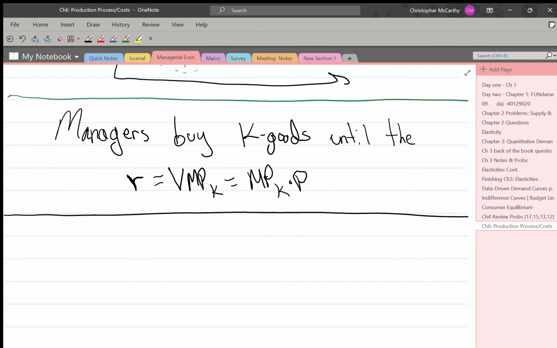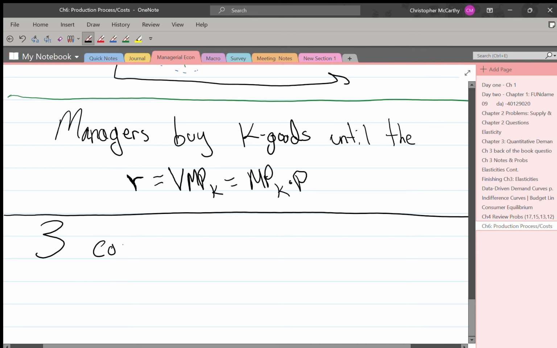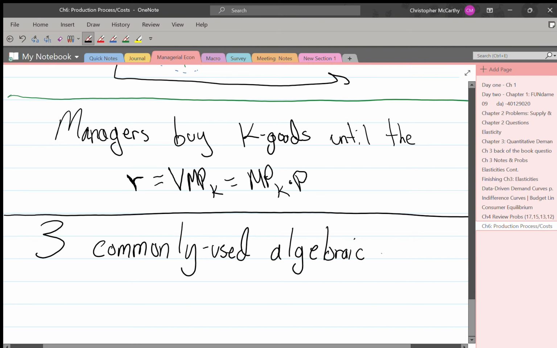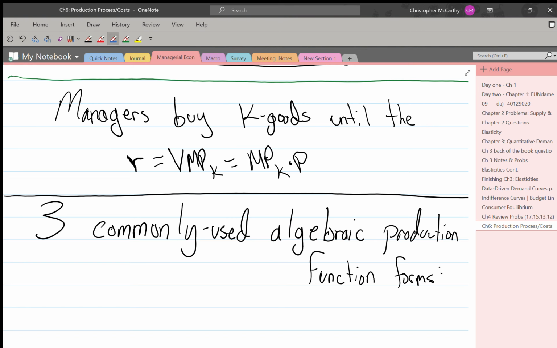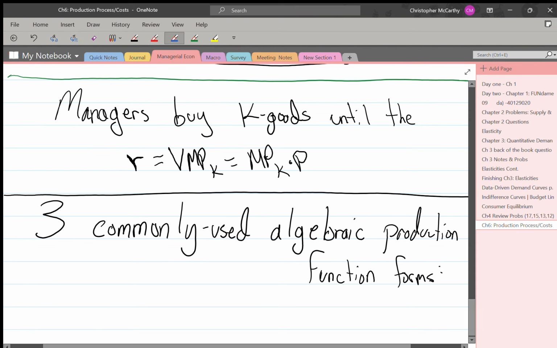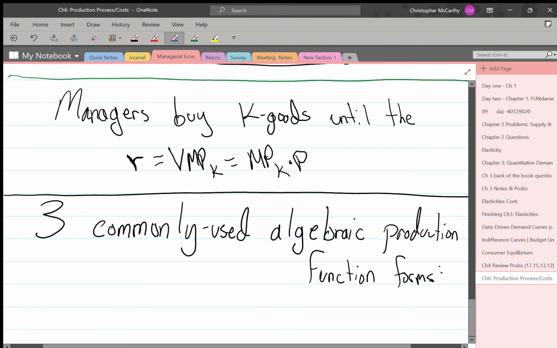So we have three commonly used algebraic production function forms. The first one is the one that, if we all, gun to our head, had to come up with one, we'd probably come up with this one.